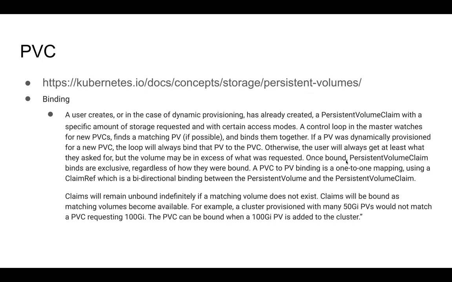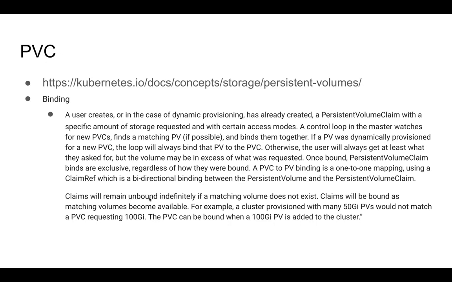Once a persistence volume is bound to a persistence volume claim, binds are exclusive, regardless of how they are bound. A persistence volume claim to persistence volume binding is a one-to-one mapping using a claim reference, which is bidirectional. Basically, what it is saying is that you cannot have the same persistence volume bound to many claims. So once I have used 2 GB out of 100 GB, that 2 GB is exclusively for me, for that persistence volume claim. It will not be allocated to any other claim after that.